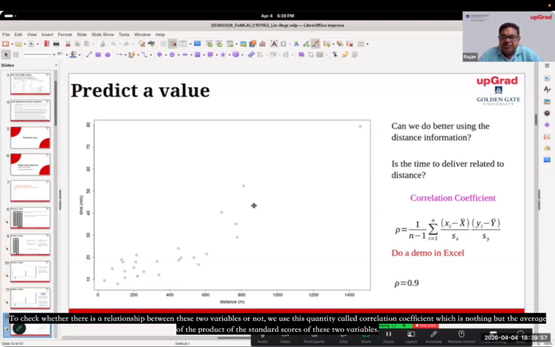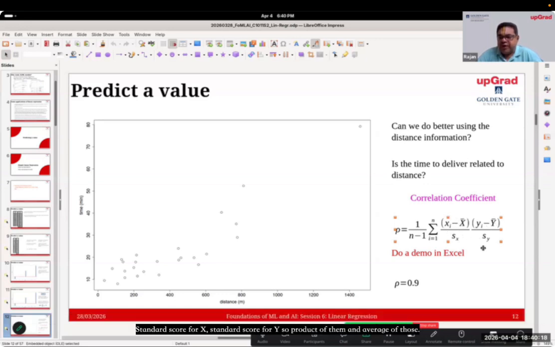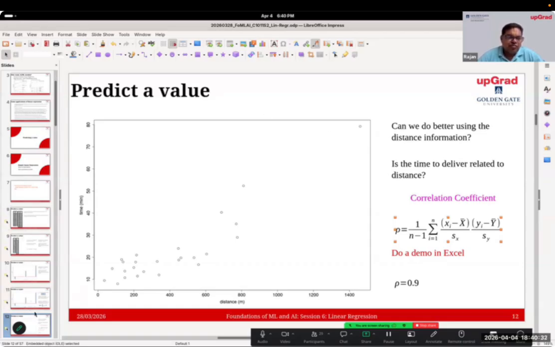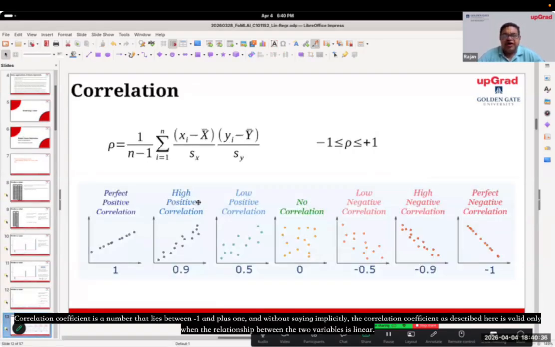To check whether there is a relationship between these two variables, we use a quantity called the correlation coefficient, which is nothing but the average of the product of the standard scores of these two variables. Standard score for x, standard score for y, the product of them, and the average of those products is the correlation coefficient. It is a number that lies between -1 and +1.